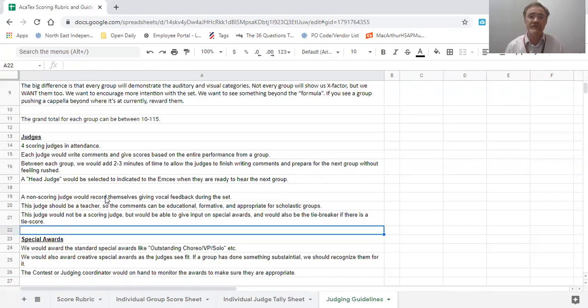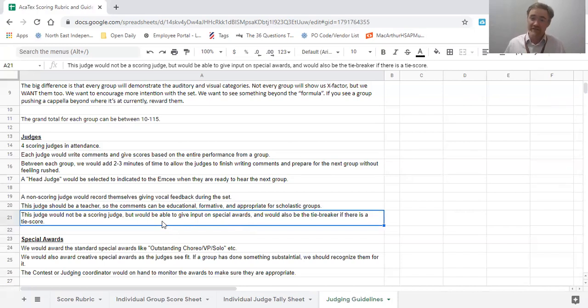This should be a person who has brought a group to contest and knows the struggles and challenges that a group can go through. Again, the big goal in this is that the groups leave this event with some tangible educational value. This judge would not be scoring, but would get input on the special awards and would also be the tiebreaker if there is a tie in the scoring.